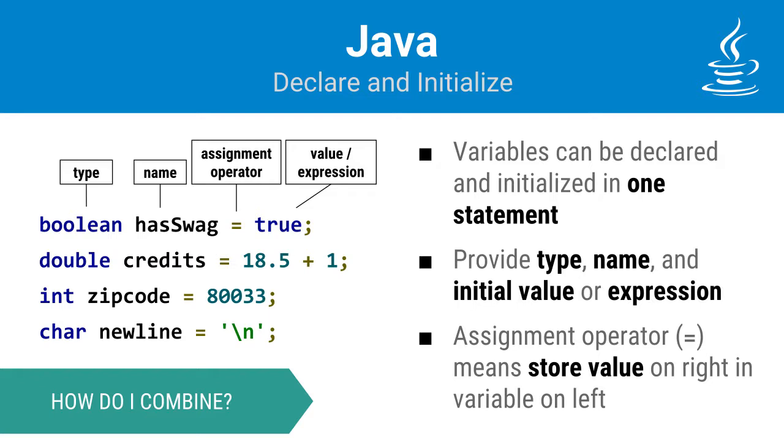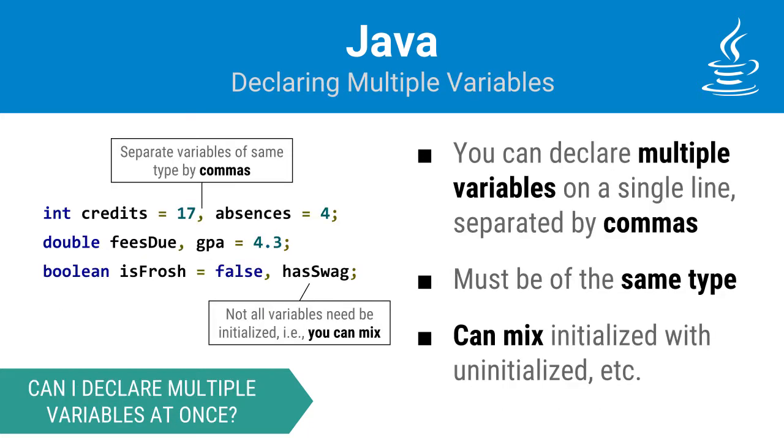Please note that the equals in Java does not mean equality. It means assign the value on the right to the variable on the left. Many times, you will want to declare and provide an initial value for a variable up front at the same time. You can do that by combining the declaration and assignment statements as you see here. You can also create multiple variables of the same data type at once by separating them with a comma. You can even mix variations of initialized and uninitialized.